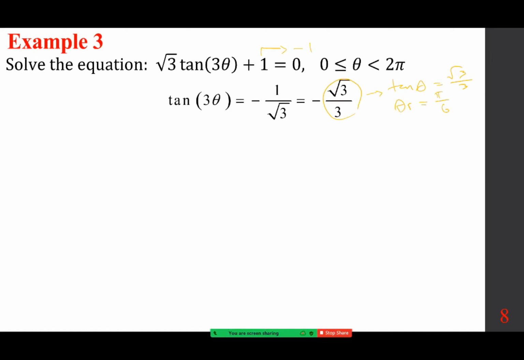But it's negative, which means tangent is negative in the second quadrant and the fourth quadrant. So tan, let's say x is less than 0, quadrant 2, quadrant 4.